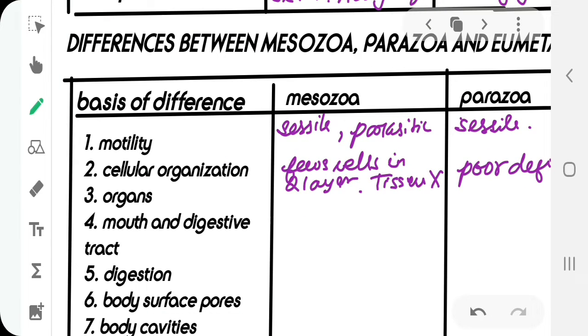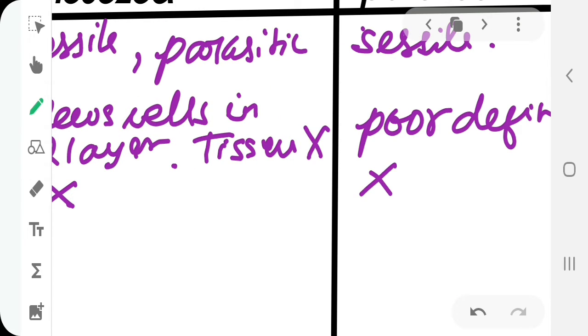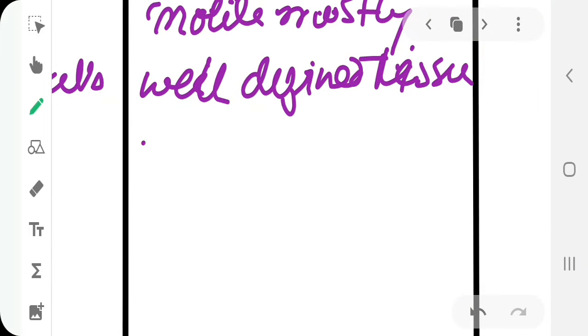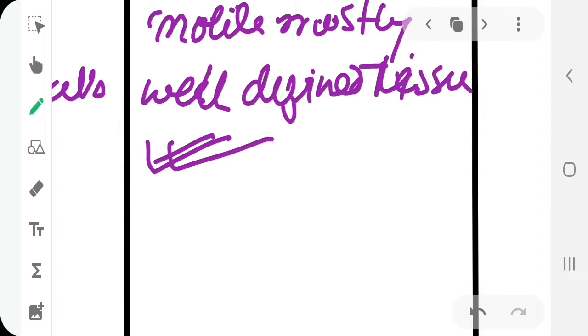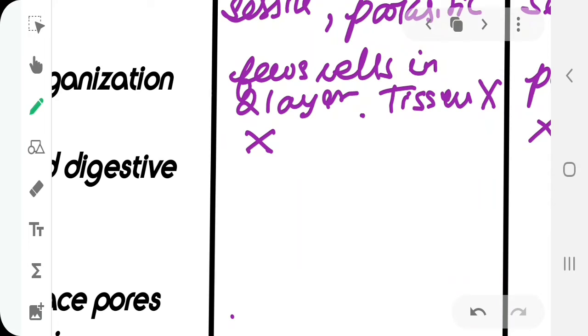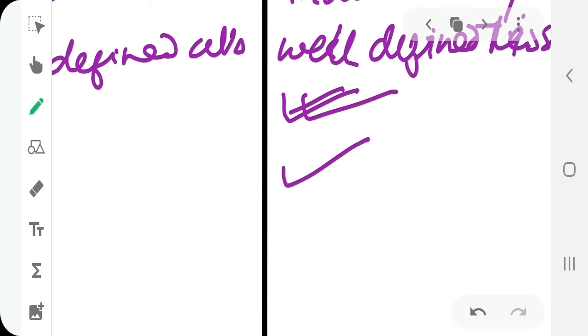Next, the organs. In this case, in Mesozoa, there are no organs forming. Even in Parazoa also no organs are there. But as we see, they have well defined tissues in Eumetazoa, so obviously they will be having proper organs too. Next, the mouth and digestive tract. We can't see any organ in Mesozoa, so obviously we cannot see the mouth and digestive tract also. In case of Parazoa, there is only a single opening, there is no mouth and digestive tract. Whereas in Eumetazoa, there is mouth and digestive tract.